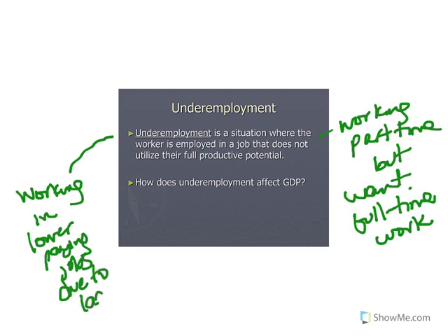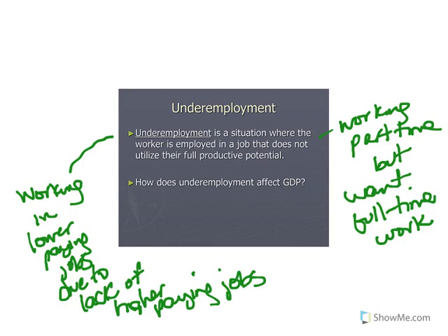due to lack of higher paying jobs. Meaning, let's say, for example, that you were a school teacher making $50,000 a year and you got laid off, and you just wanted to find a job in order to put food on the table. So you went and took a job working at McDonald's. So technically you're employed. You're not considered unemployed, but we would say that you're very underemployed because you're employed in a job that's not actually utilizing your full productive potential.